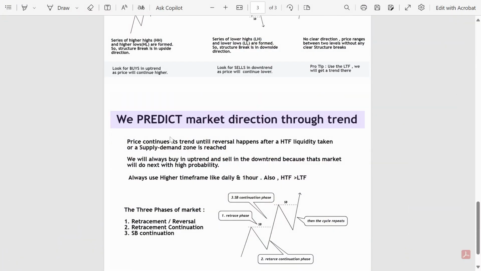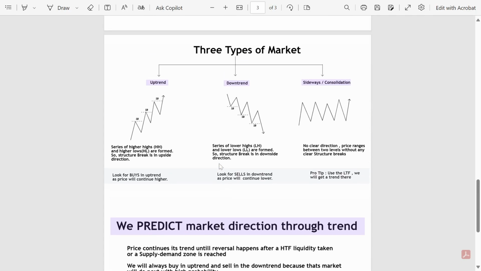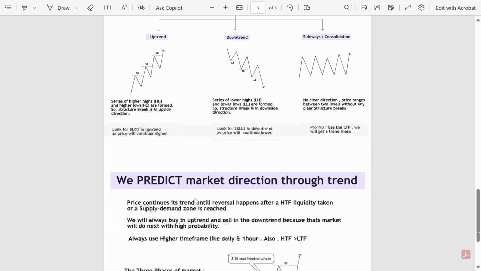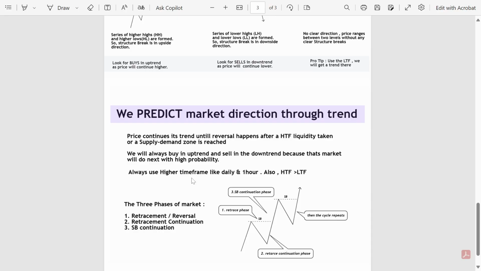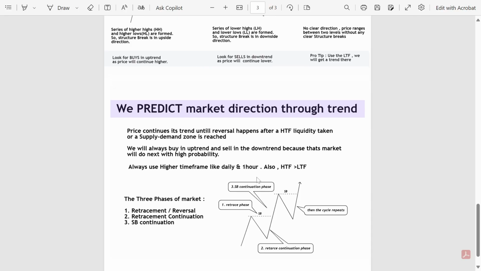So how we predict the market? We predict market direction through trend. Price continues its trend until reversal happens after a higher time frame liquidity is taken or a supply demand zone is reached. We will always buy in uptrend and sell in the downtrend because that's what market will do with high probability. Okay, so we are not going to buy in this downtrend and we are not going to sell in this uptrend. We'll look for with trend continuation trades. Okay, and the time frames that we will use are daily and 1 hour. 1 hour is the main time frame if we are trading intraday.